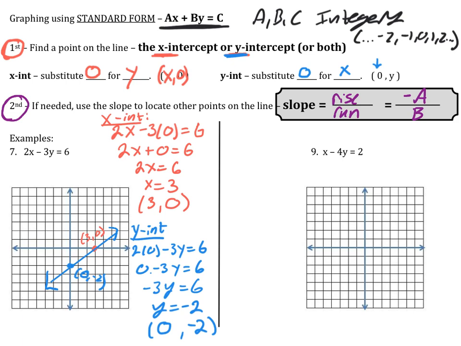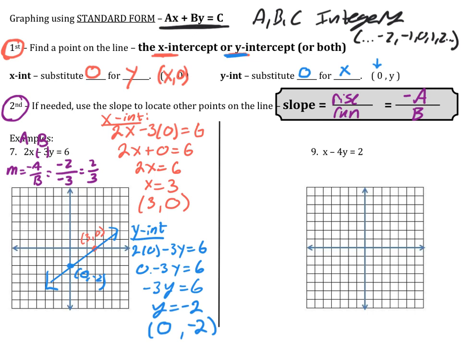Okay, so let's look in this equation. So here our A value is a 2, our B value is a -3. So keep in mind that this number holds on to that sign to the left of it. So if I want to find my slope, I'm going to take the opposite of a +2, which is a -2, divided by whatever B is, which happens to be a -3. Always, always, always reduce: 2/3.